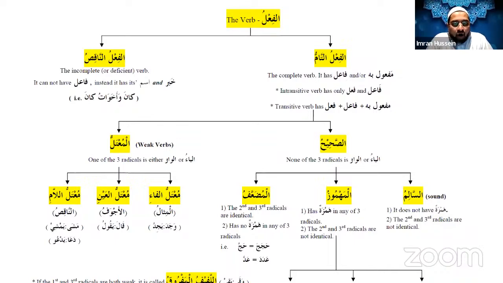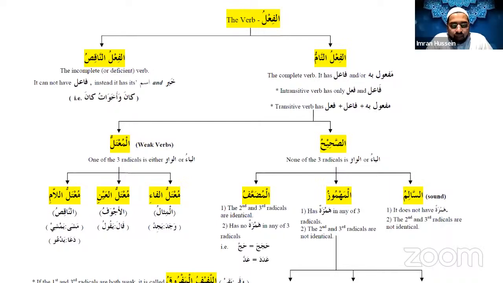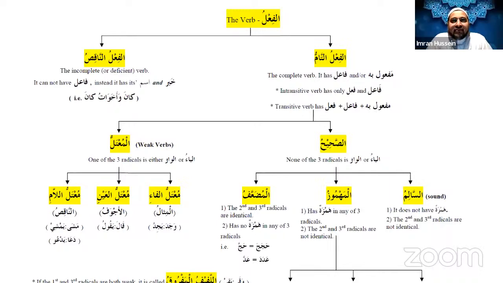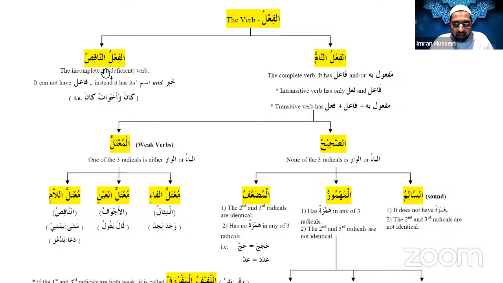And the opposite of fi'l tam is fi'l naqis. Fi'l naqis itself normally comes, so remember we did kana already. What does kana do? Yes, is or was, exactly, it gives the meaning of was. And kana itself, so these verbs here, fi'l tam, they come with a verb and a doer, or a verb, doer, and an object. Correct? Now, fi'l naqis is an incomplete verb, and it does not come with a doer. The example is of kana.